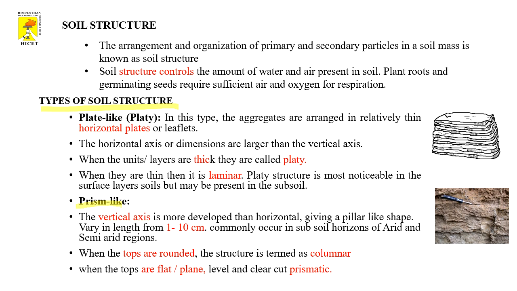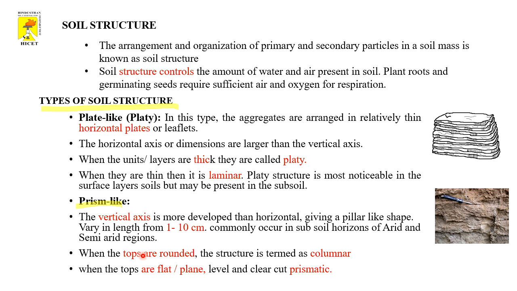Prism-like structure. In this structure, the vertical axis is more developed than the horizontal axis, like a pillar. You can see pillars in so many temples. This is the arrangement of the soils that occurs in the subsurface region. The horizontal length varies from 1 to 10 centimeters. It commonly occurs, as I said, in the subsoil region.